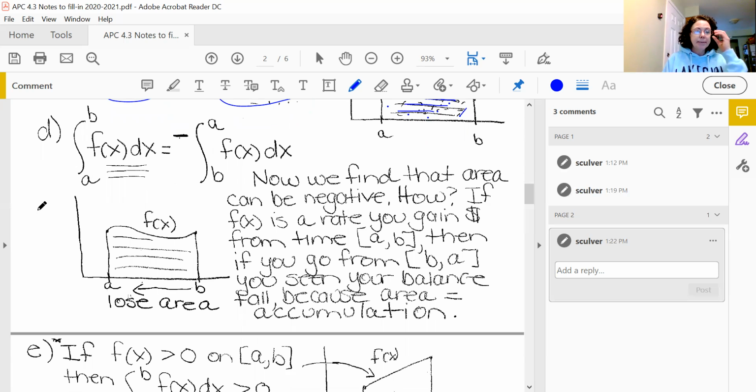Let's take a look at D. Let's say you have the integral from A to B of f of x dx, right? I drew it, here's A to B, here's f of x, and here's the area here. Obviously a positive area, as you go from A to B. Now, if you switch the upper and the lower values on the interval, then it will make this area negative.